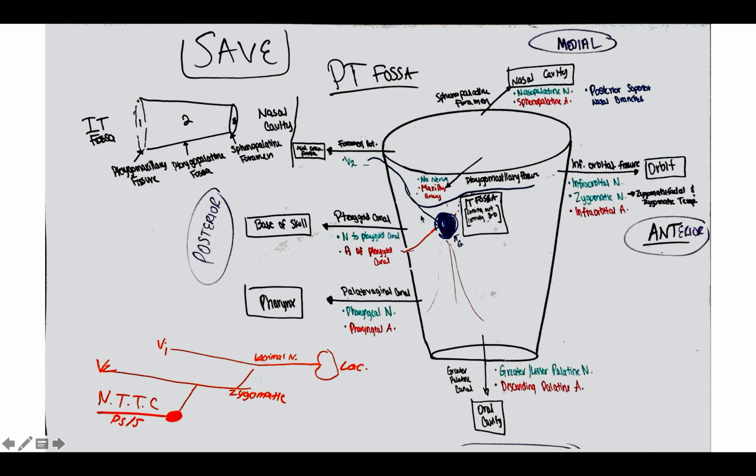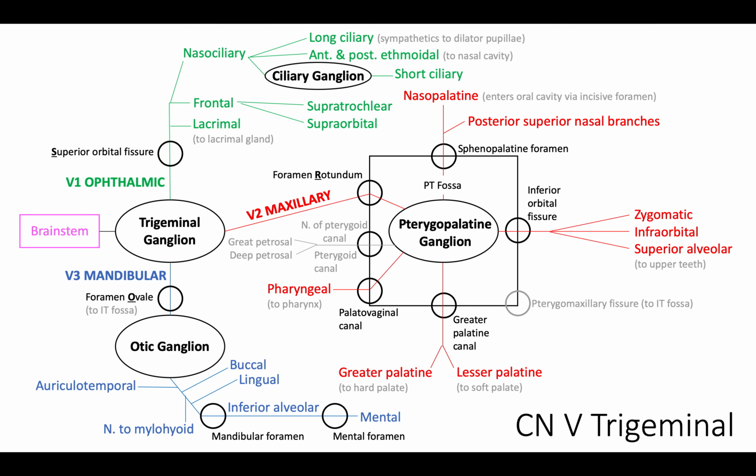And then if you go back into the PT fossa and you go inferior, you're going into the oral cavity through the greater palatine canal, and the lesser and greater palatine nerve is traveling through there, and the descending palatine artery. So just go through this multiple times and make sure that you know if you go one direction or another, medial, lateral, anterior, posterior, inferior, you know where you're going to end up, what arteries and nerves go through there, and then what's the opening to get there.